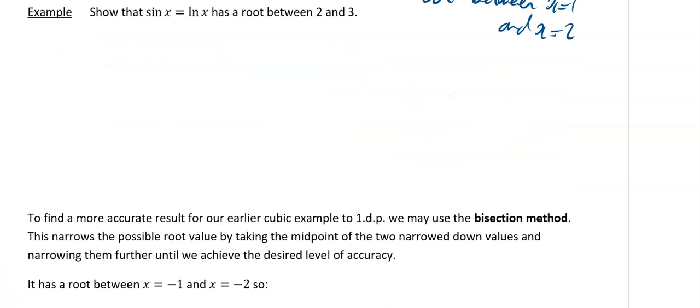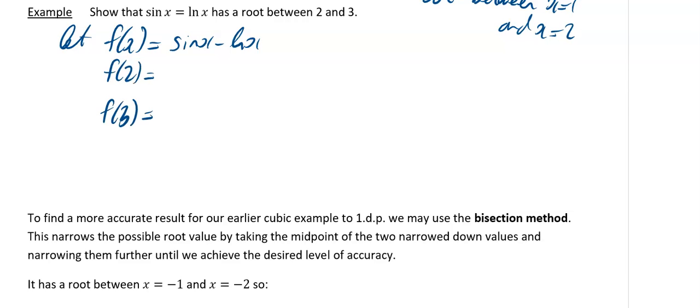Okay, this next example says, show that sine x is equal to ln x has a root between 2 and 3. The first thing I'm going to do is say let f of x equal, you've got to bring it all to one side, so there's a 0 somewhere, sine x minus ln x. To find a root, we want to find when sine x minus ln x equals 0, but we just want to show that the root lies between 2 and 3, so we need to test f of 2, and we also need to test f of 3.